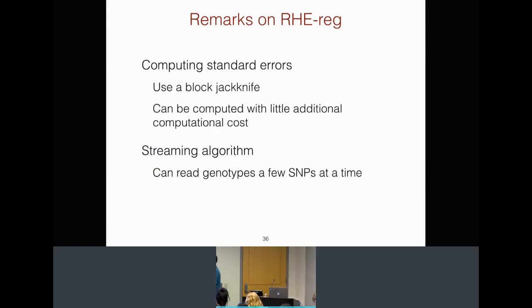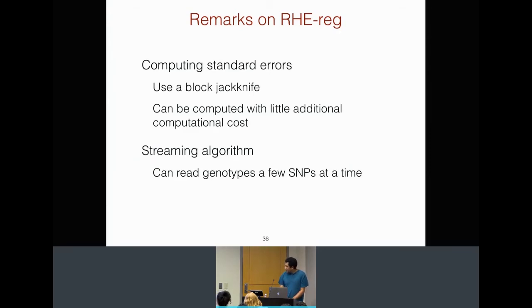Another thing about this algorithm, which is nice for these large data sets, is actually what we call a streaming algorithm. So if you noticed, once you compute this trace of k and trace of k squared, that's all the information we need. So you can just read your genotypes a few SNPs at a time and build up your estimates of these traces. And so, in fact, the memory requirements are fairly modest. So you can run these on large data sets without running into memory issues.